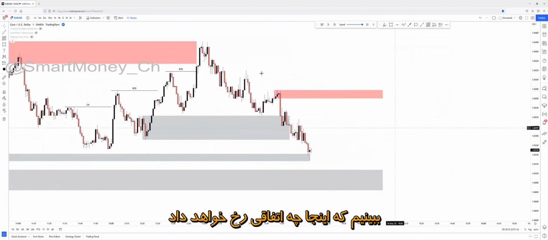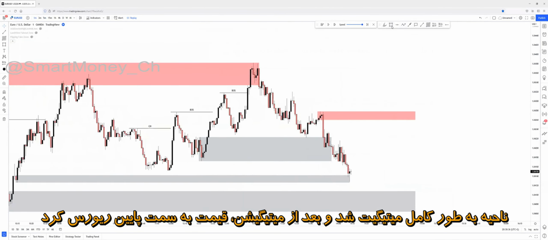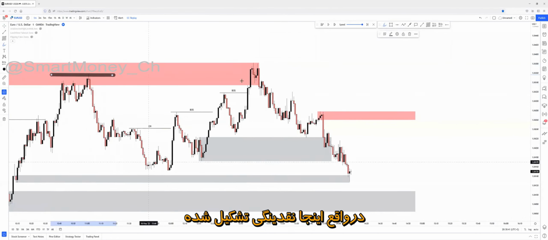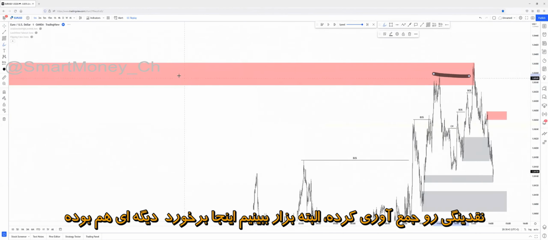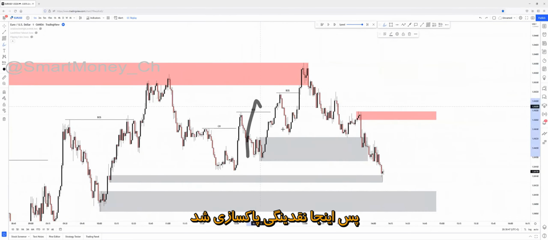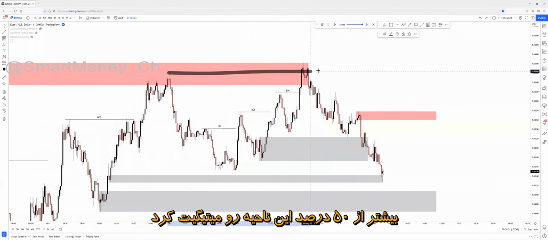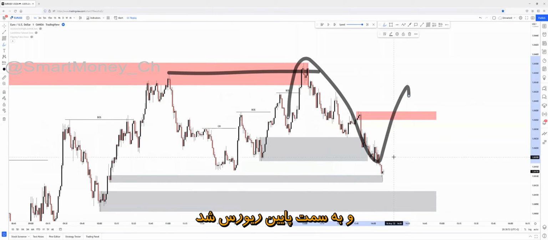Let's see what will happen right here. Perfect full body mitigation, as you can see. After the perfect full body mitigation, the reversal has happened. Basically, this was liquidity built up, sweep of the liquidity, or let's see if there was any tap. No, there was none. So sweep of the liquidity right here, mitigation of the full zone, mitigation of more than 50% of the zone, and reversal to the downside.